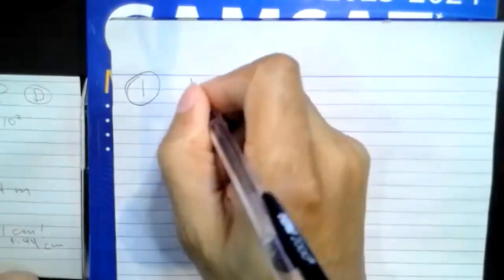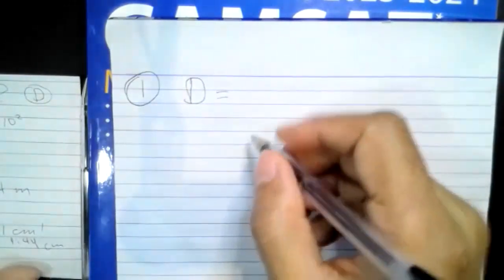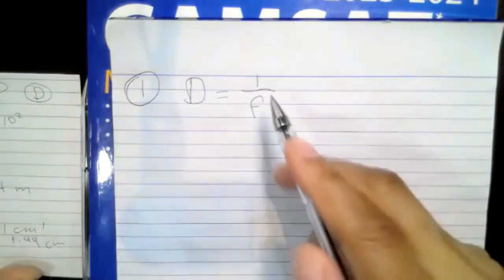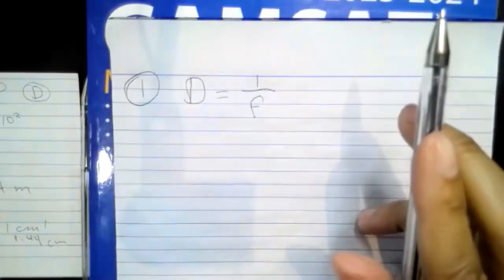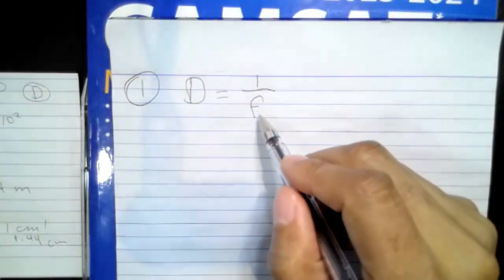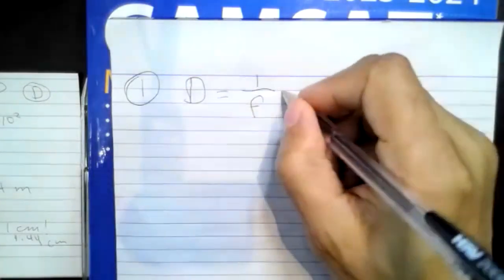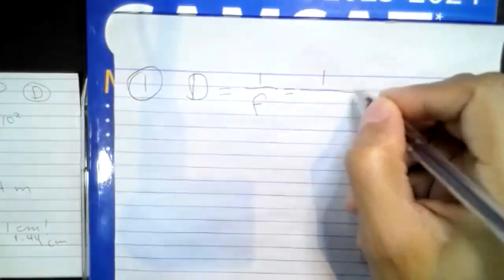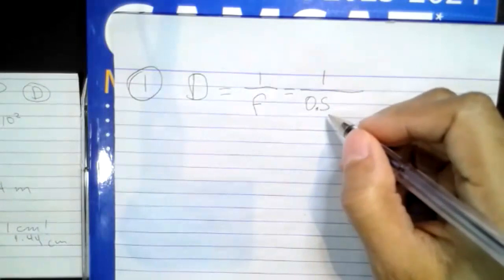So we're told that diopters is equal to the inverse of focal length. That means 1 over f, 1 over the focal length. So diopters is 1 over focal length. However, the focal length has to be in meters. So that's what it says. Dimensional analysis means we're going to be paying a lot of attention to those units. So we have 1 over, and we are given 0.5, but that's 0.5 centimeters.